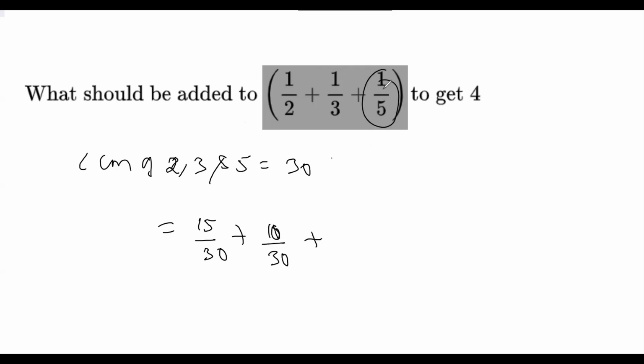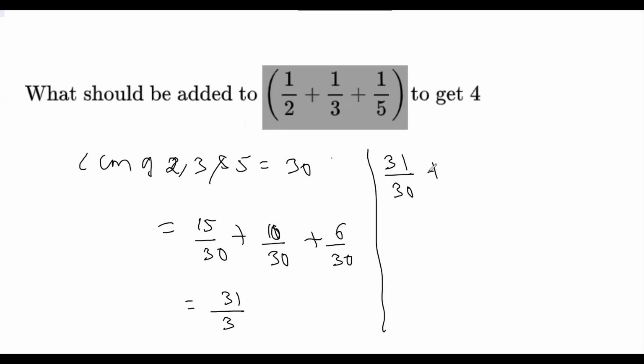And this, when multiplied by 6, is 6 over 30. So on simplifying, we get how much? This is 15 plus 10 is 25, and added with 6 will give you 31 over 30. So we added this. Now the question is, what should be added to this number? This number is the same as 31 over 30. What should be added to this so as to get 4?